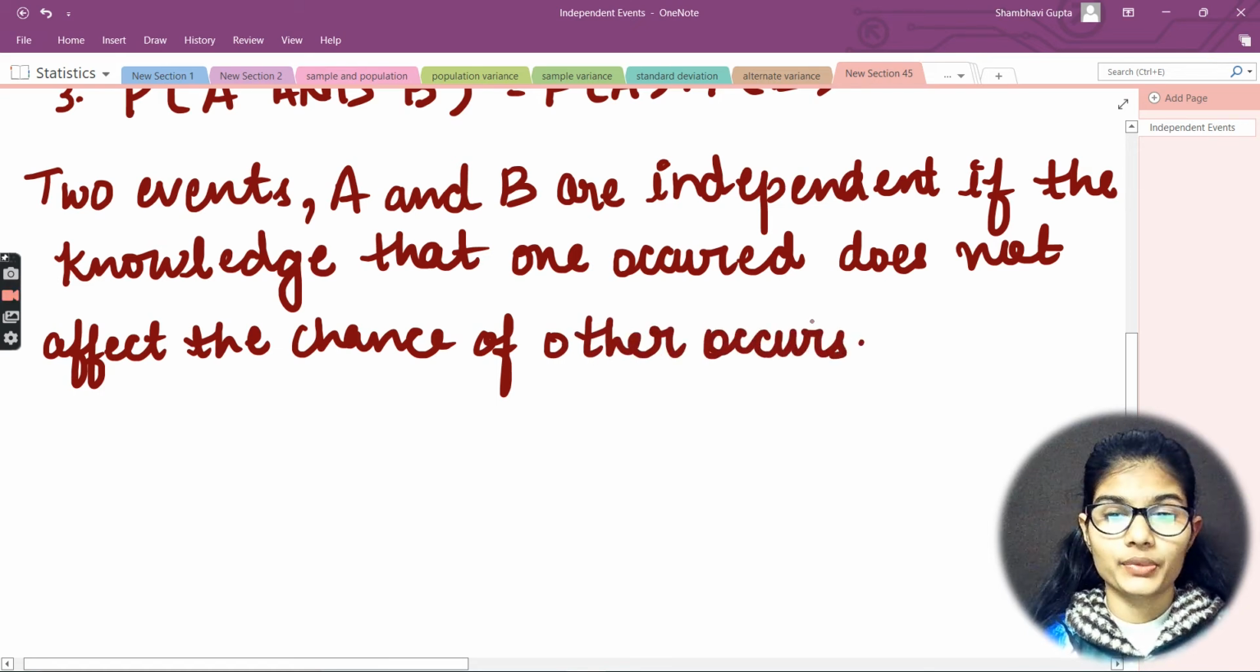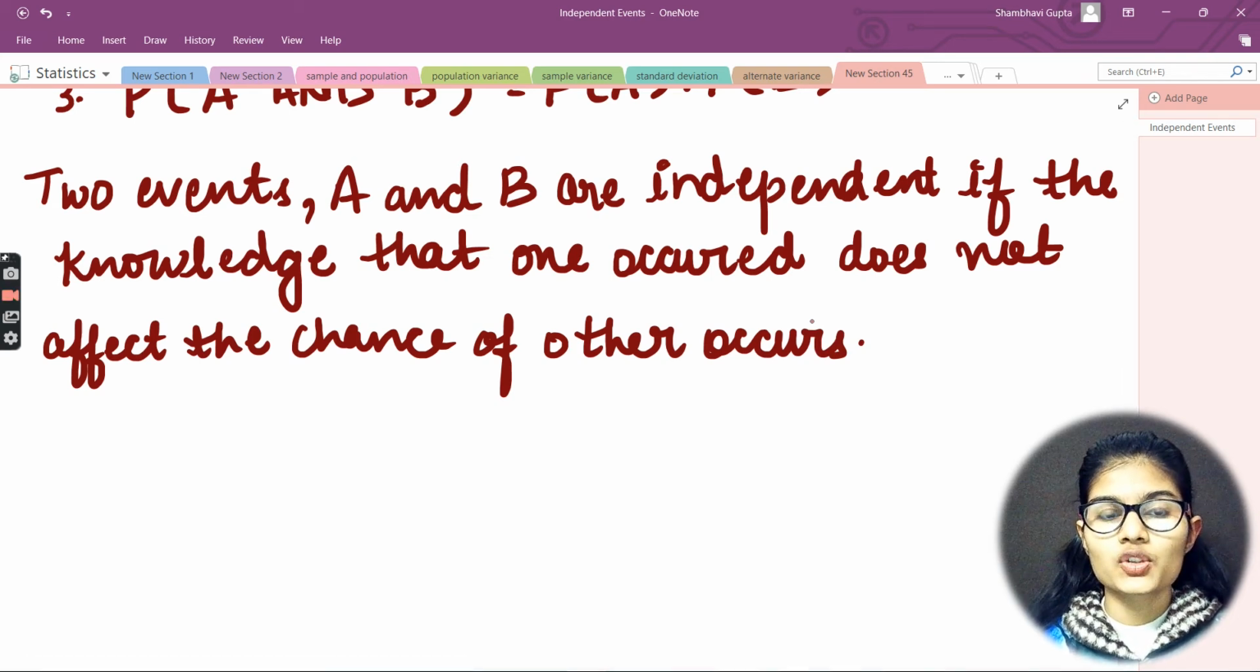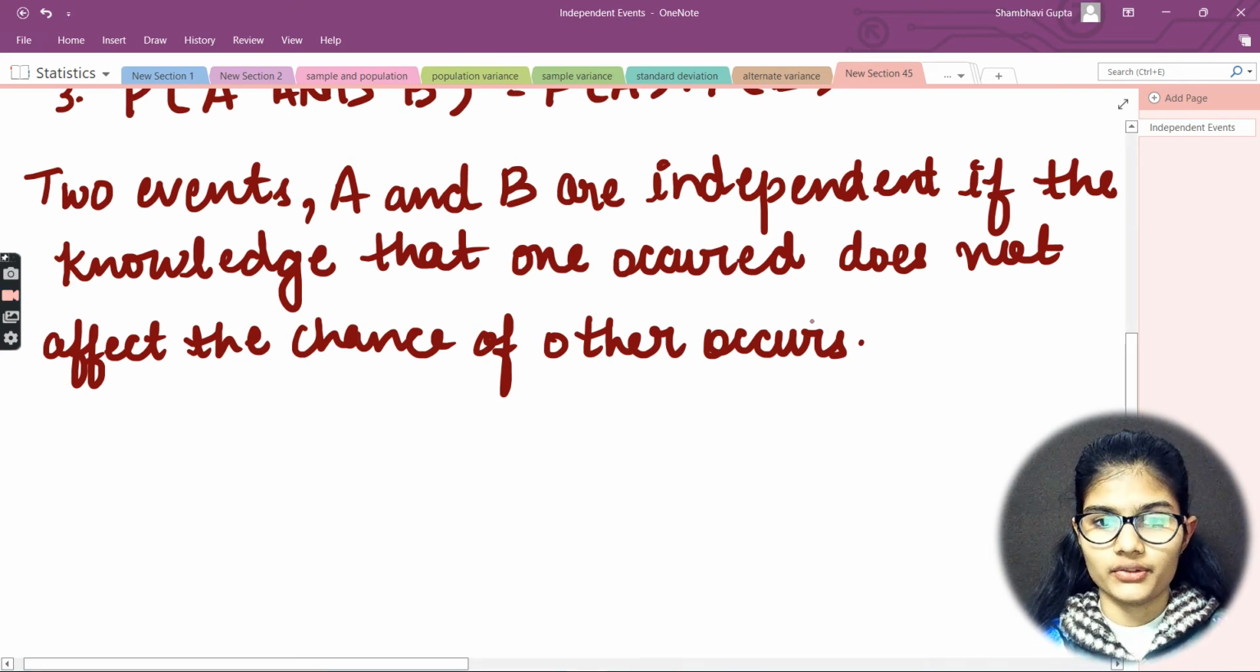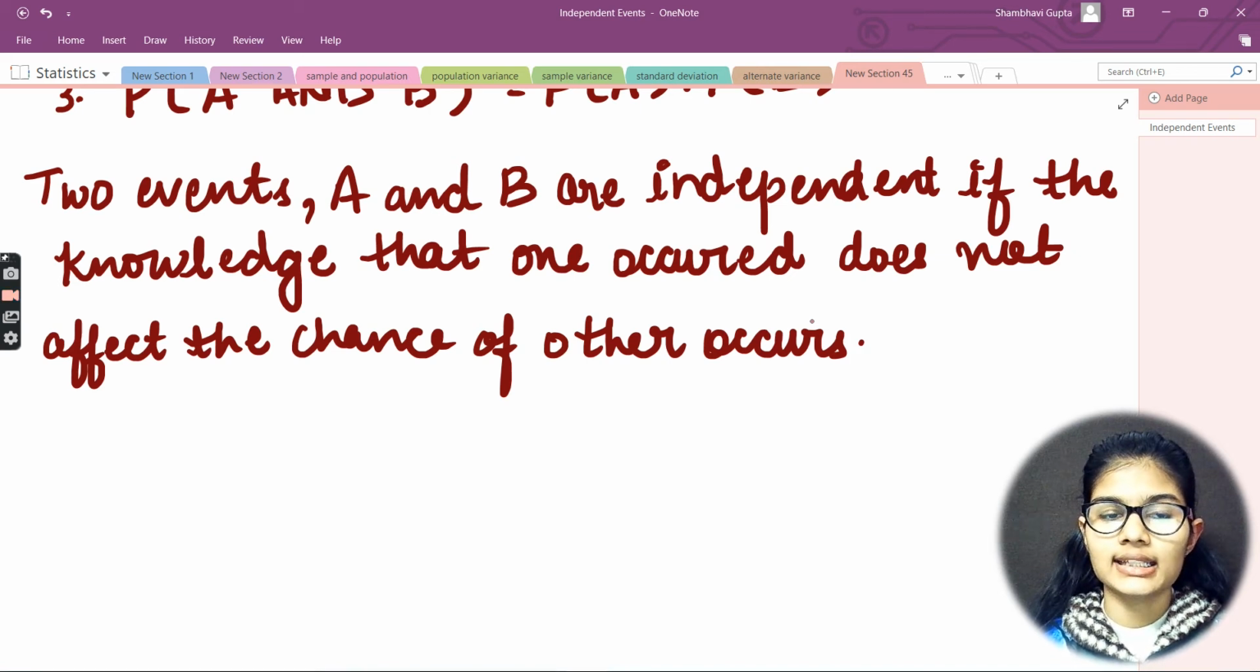Now, what do I mean by what I have written up here? Listen to me. Two events A and B are independent if the knowledge that one occurred does not affect the chance that the other occurs. It means that whatever knowledge we have that one has occurred does not affect the chance of the other occurring. In that case, A and B, the two events, are said to be independent, right? So this is what independence means.